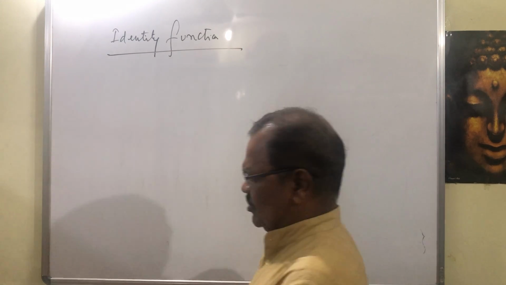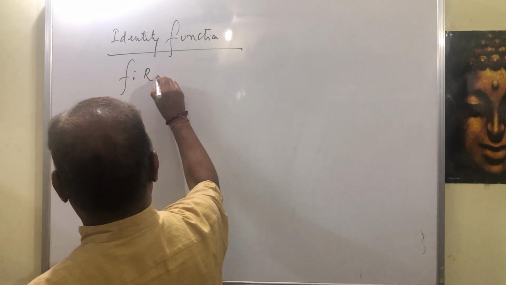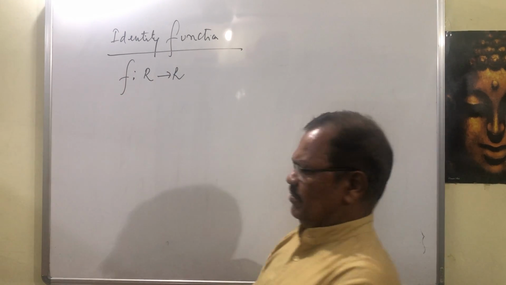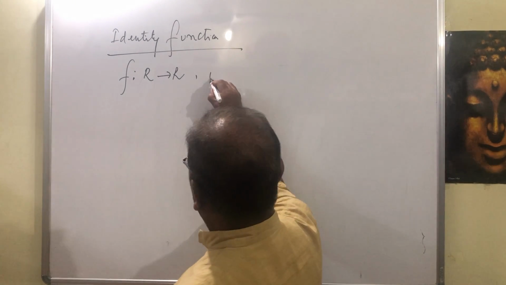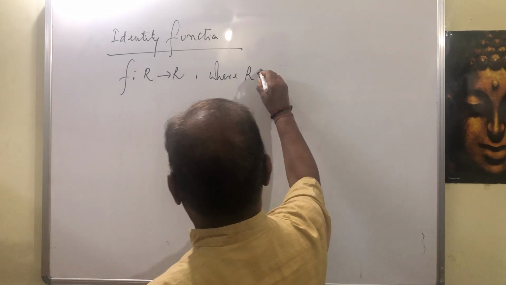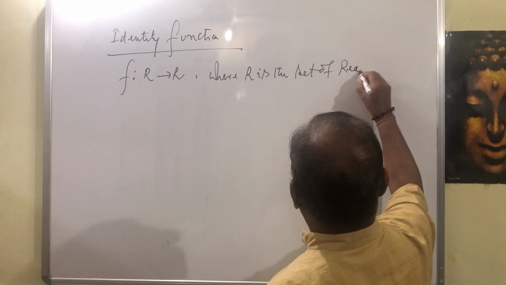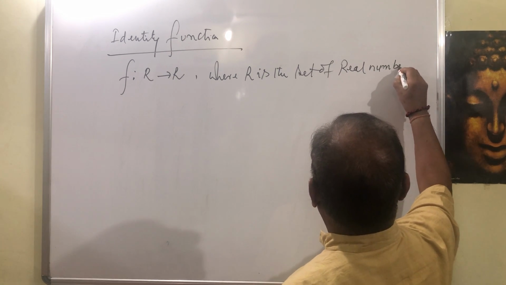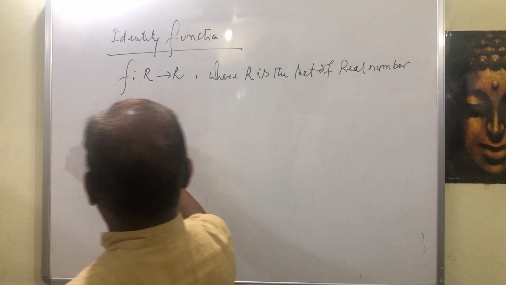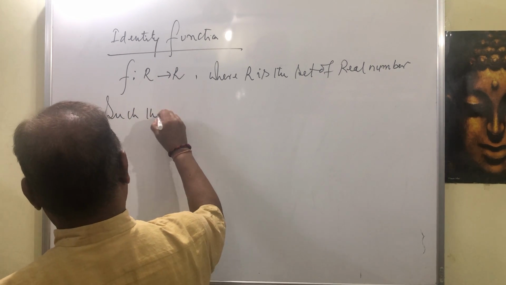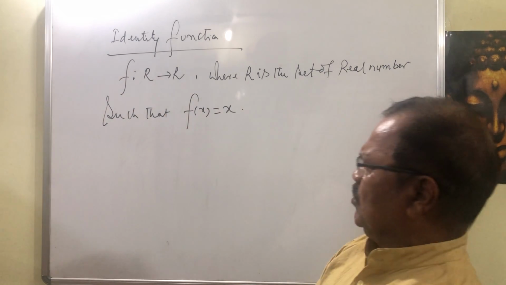In identity function, you should see let f be a function from R to R, where R stands for the set of real numbers. So f is a function from R to R such that f(x) equals x.